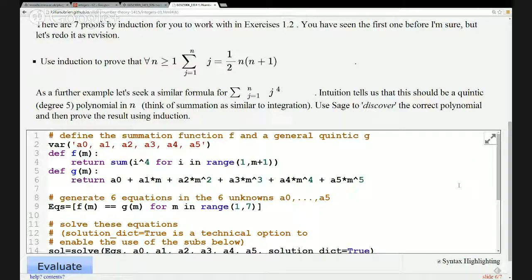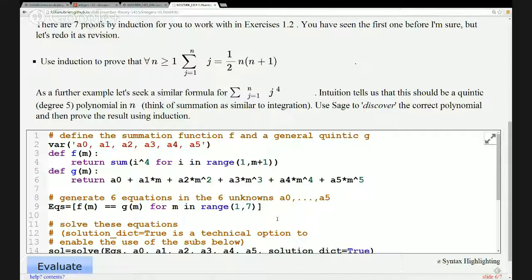And what I do is I generate, now the quintic is defined by 6 unknowns, because the quintic has 6 parameters. The constant coefficient, coefficient a1 all the way up to a5. So if I've got these 6 unknowns, I'm going to need 6 independent pieces of information to try and determine them. So I then set up the equations f of m equals g of m for m in the range 1, 2, 3, 4, 5, 6.